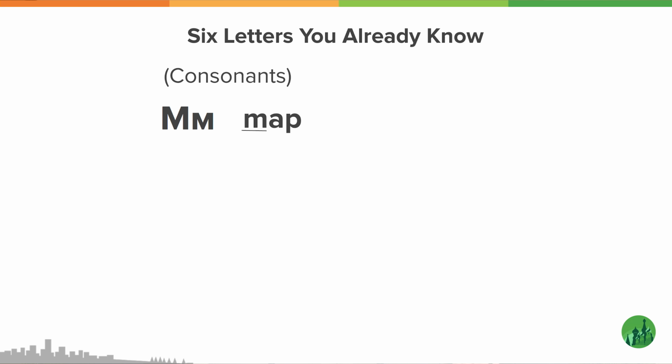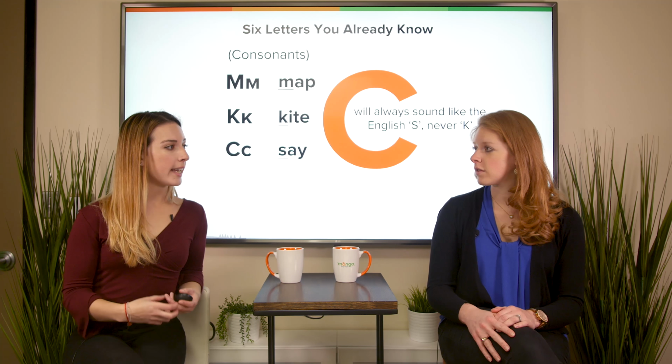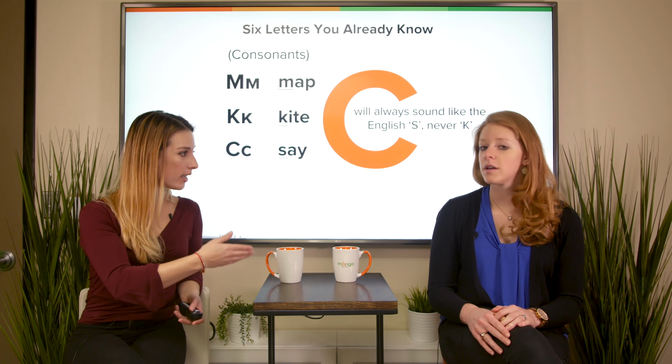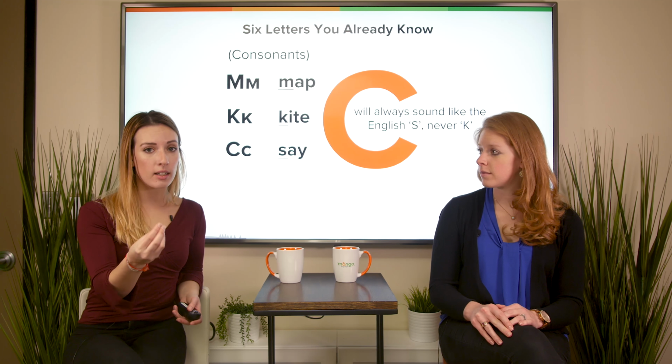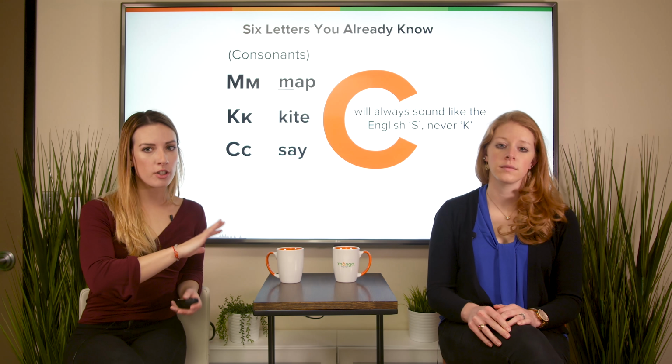So this is M as in map. Next one is the letter K. Next one is S as in say. And a note about the C in Russian is that it will never sound like a K. So unlike in English where C can be both that C, the S, and the K sound, in Russian it's always going to be an S sound.